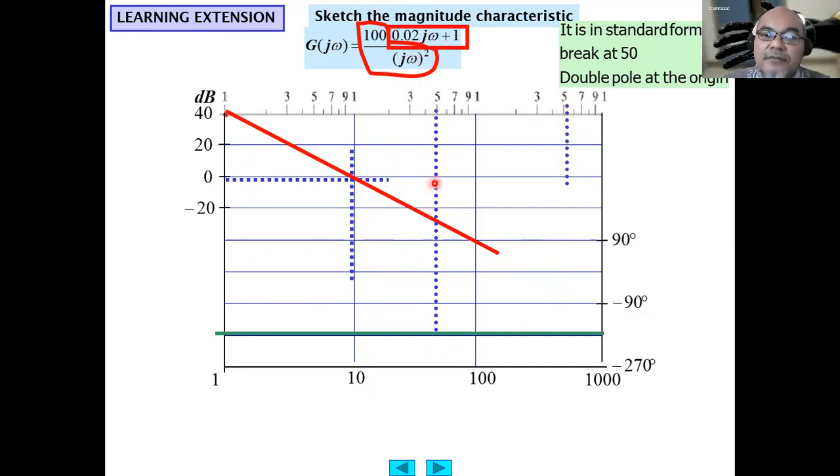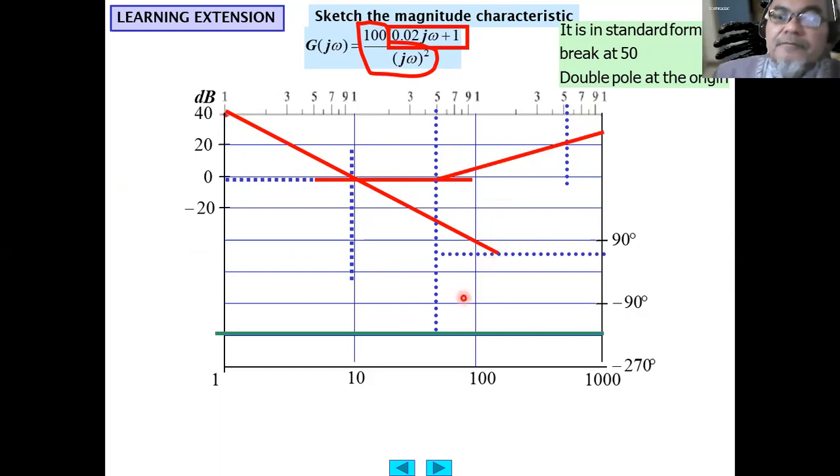Before 50, the magnitude asymptote is 0 decibel. After that, it increases by 20 decibel per decade. And the phase goes from 0 until 90 degrees, with a 45 degrees per decade increase.